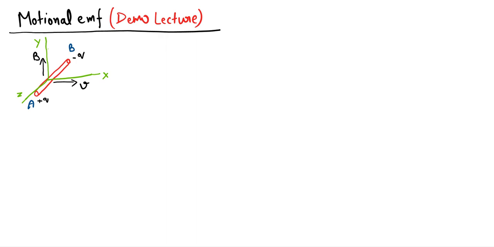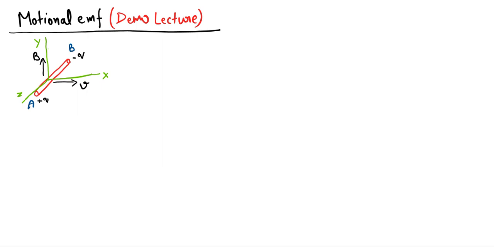This is a demo lecture to find the motional EMF. First of all, we should know what motional EMF is. Whenever a conductor is moving in a magnetic field, and the magnetic field and velocity are perpendicular to each other, there is an induced EMF across the conductor. This is called motional EMF. This EMF is due to the motion of the conductor, therefore it is called motional EMF.